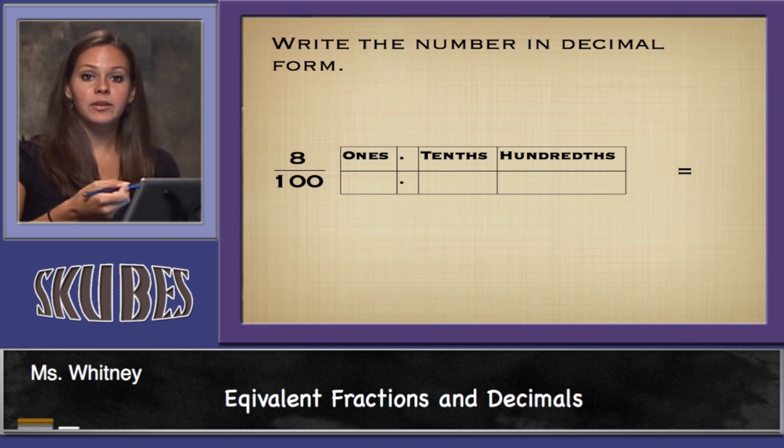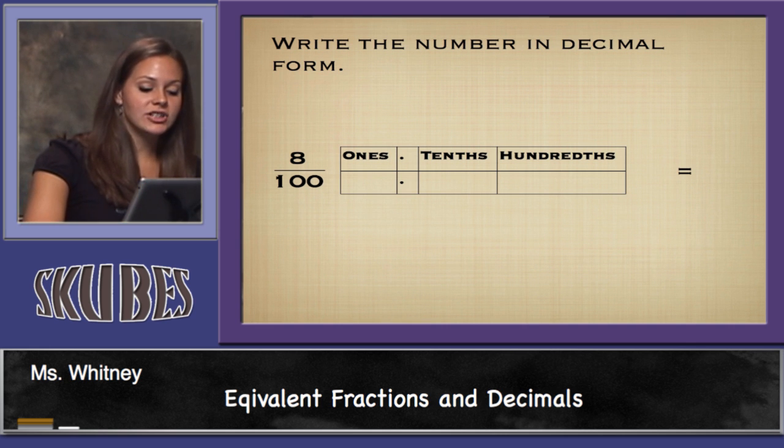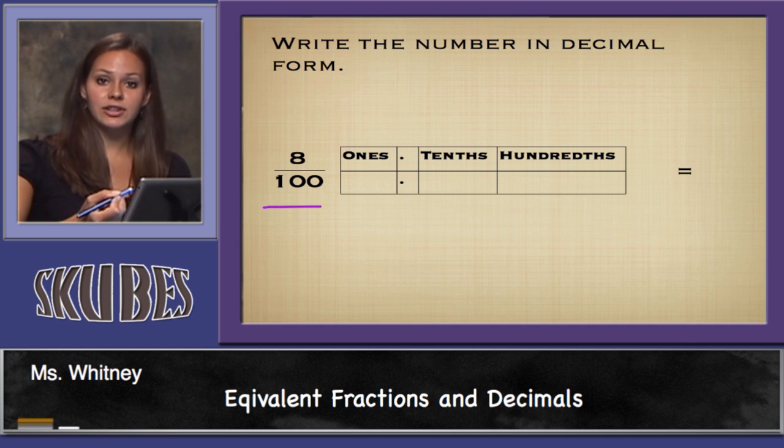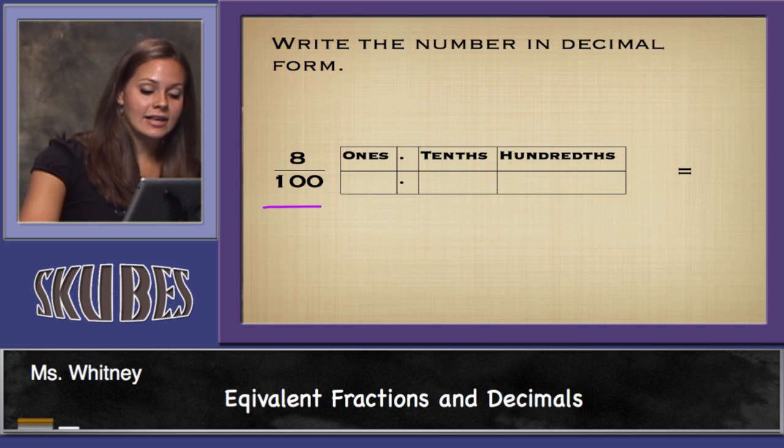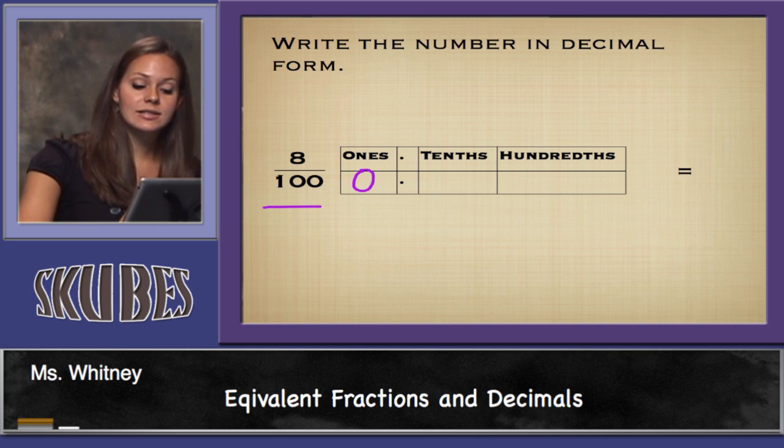Let's look at a fraction with hundreds. This fraction says 8/100. We write this as 0 decimal 0 8 to show 8/100 in decimal form.